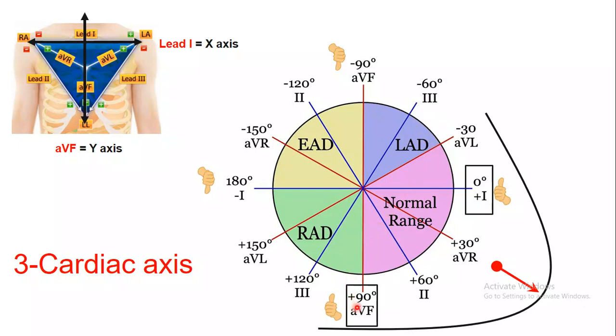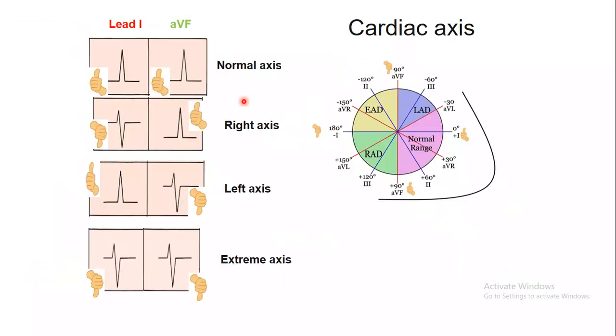If we have aVF positive and lead 1 negative, this will create the axis in this zone, shifted towards the right side, which is called right axis deviation. If both aVF and lead 1 are negative, the cardiac axis will be in this zone, which is called extreme axis deviation. And here is an example using the rule of thumb.